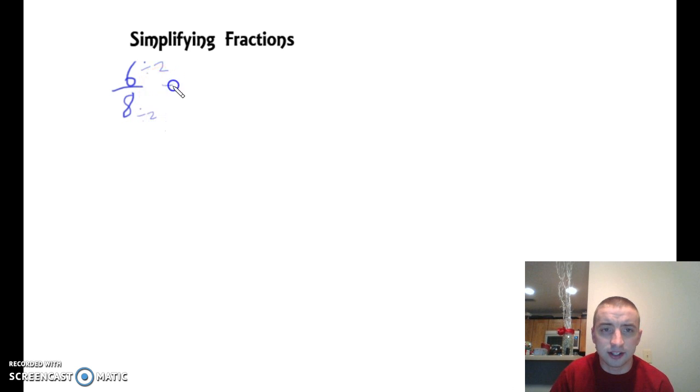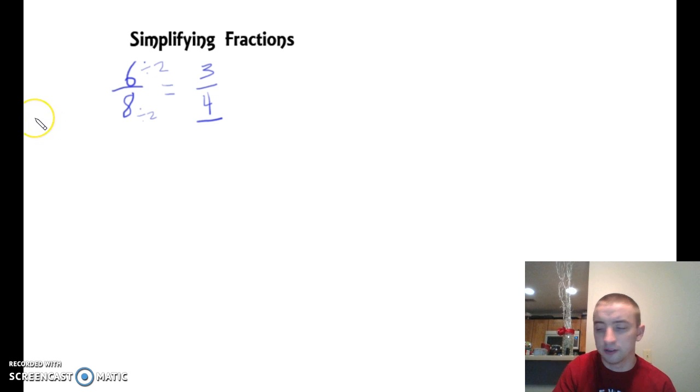So if I divide 6 divided by 2, I get 3/4. So for that one, 3/4 would be my simplest fraction. These two, 6/8 and 3/4, are equivalent fractions, but 3/4 is written in the simplest form. Okay. Let's try a different fraction.